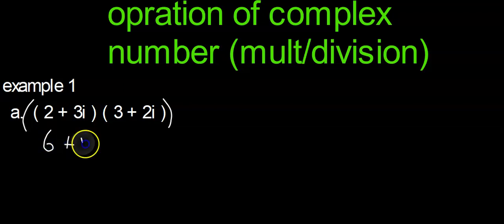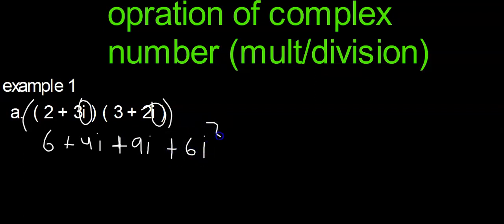Next, we're going to multiply this 3i by both 3 and 2i. When we do that, 3i times 3 will be positive 9i, so we put a plus over here. And then 3 times 2 will be 6, but since we have these two i's, it will be 6i squared.